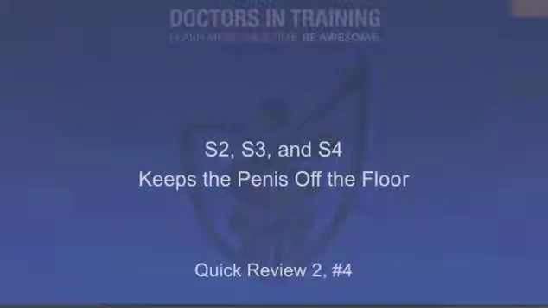Number 4, what is the nerve root origin of the pelvic nerve responsible for erection? So we talked about the cranial nerves that have a parasympathetic component. There's also your sacral plexus that has a parasympathetic component. And so the mnemonic here is S2, S3, S4 keeps the penis off the floor, because these are the nerve roots that are responsible for erection by way of the pelvic nerve.